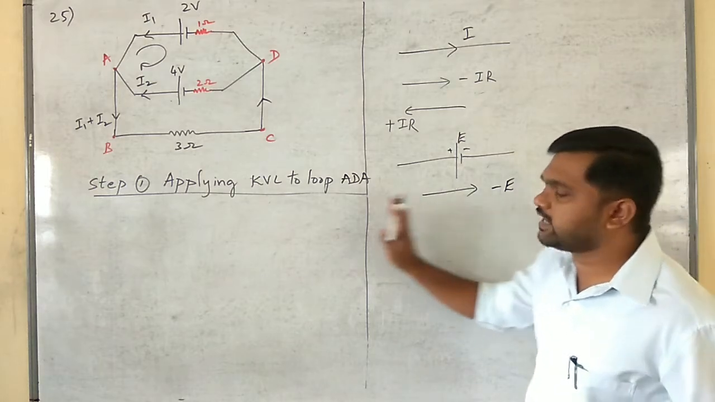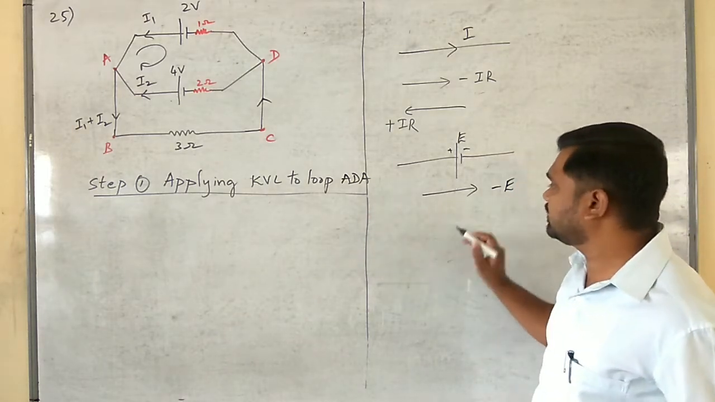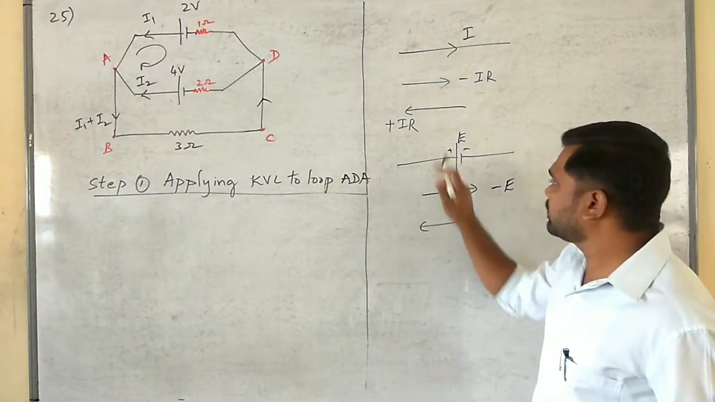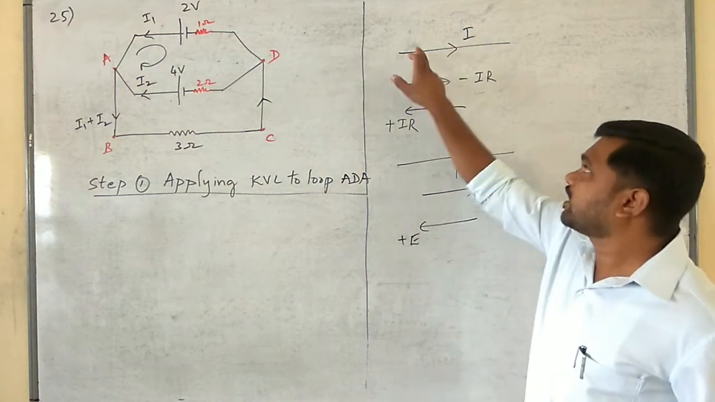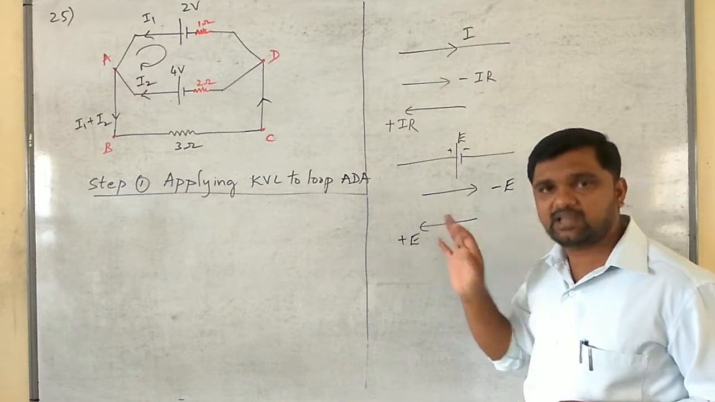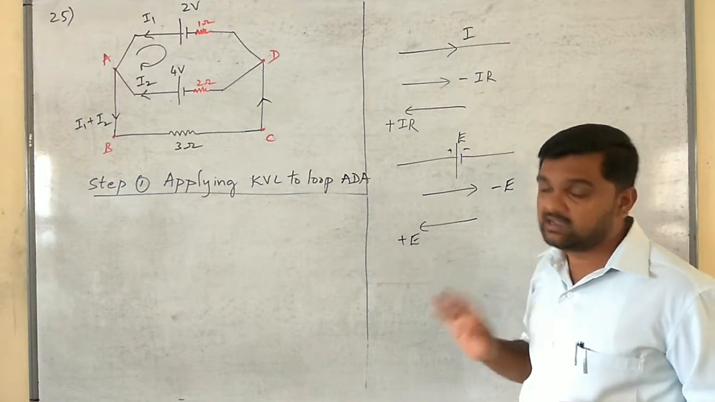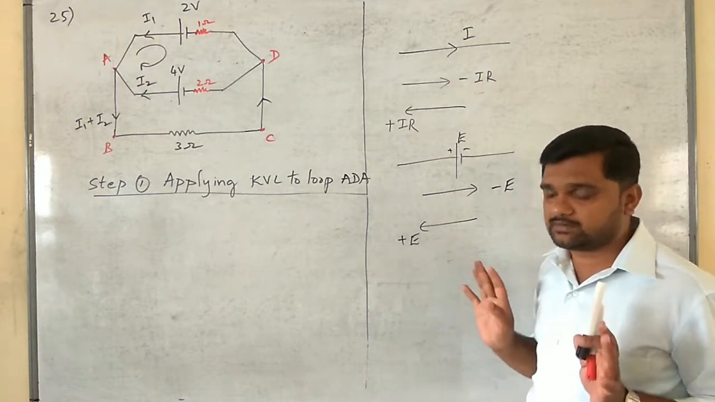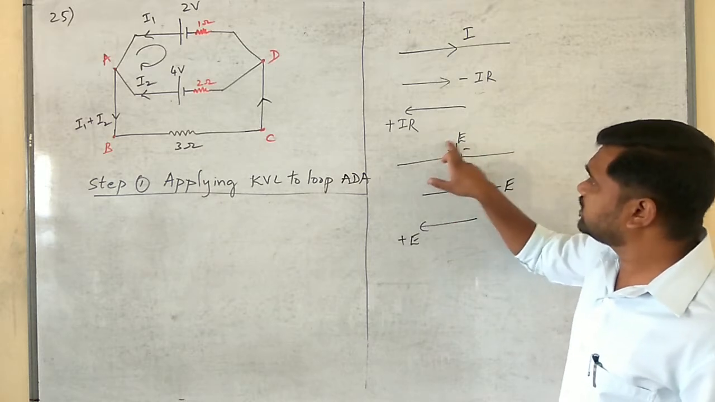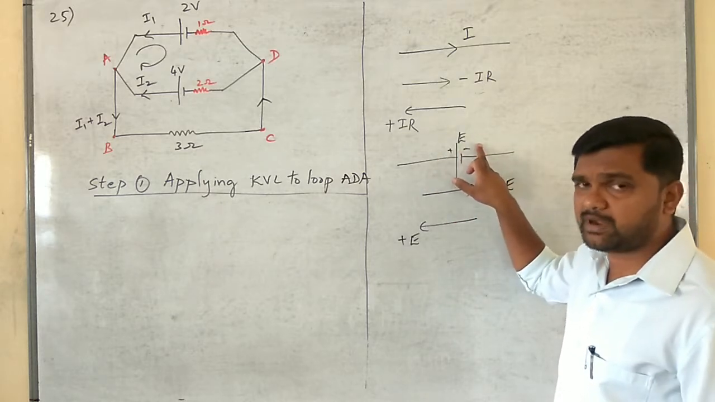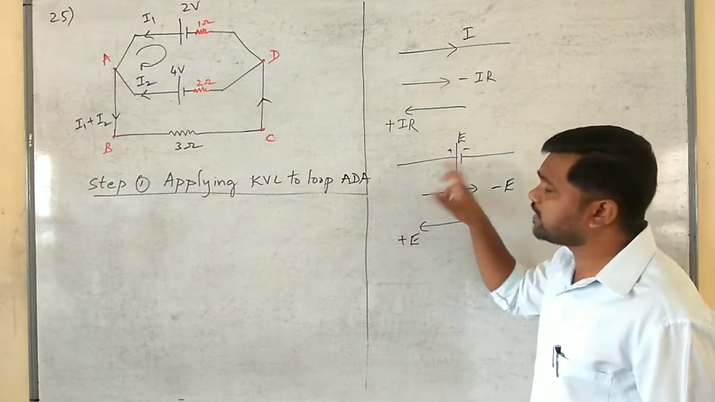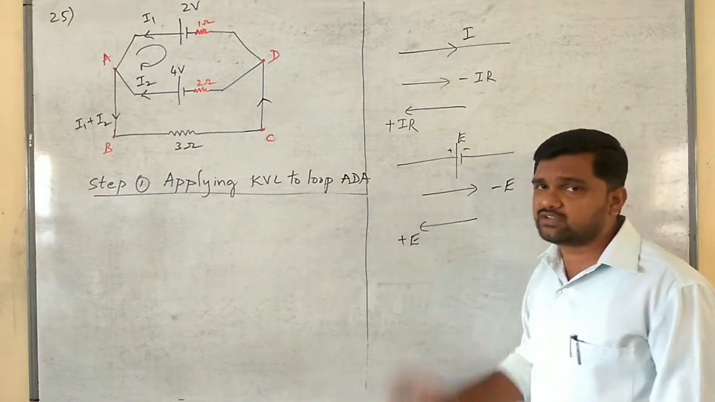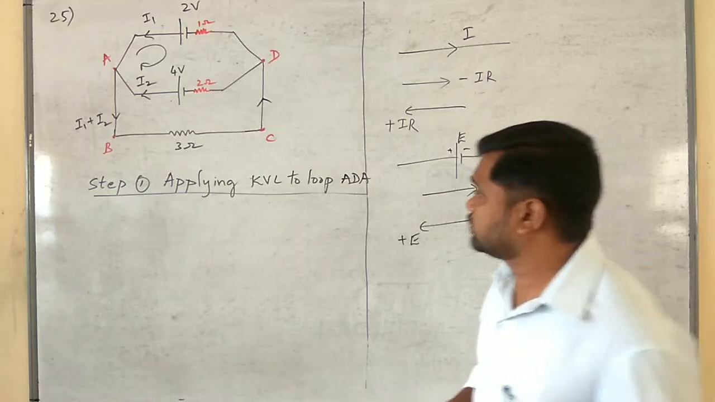If one moves in the direction opposite to that of current, then the EMF of the cell has to be considered as positive. Current direction alli move adre negative minus IR, current opposite hodre plus IR. Ade tara positive inda negative terminal of the battery hodre negative EMF tagobeku, negative inda positive hodre positive EMF anna tagobeku. ಇಲ್ಲಿ ಅಪ್ಲೈ ಮಾಡಿ ತೋರಿಸ್ತೀನಿ ನಾನು ನೋಡಿ.